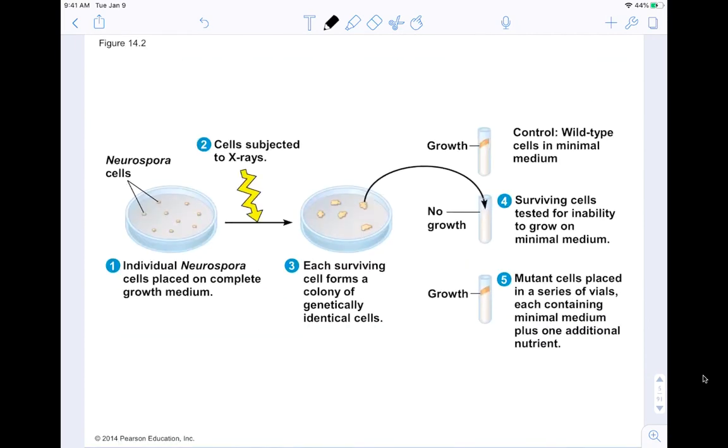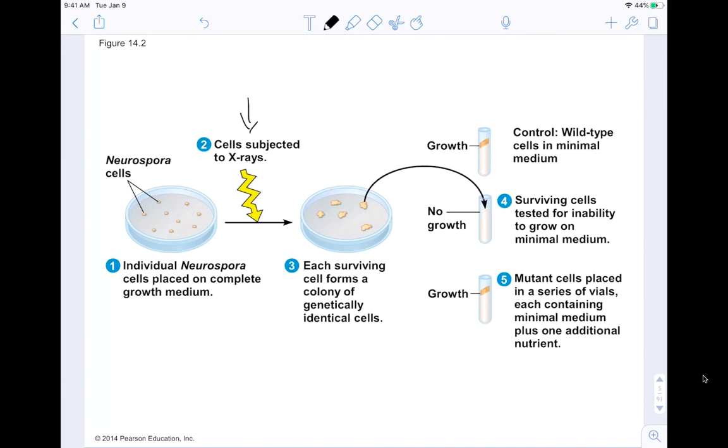So here's their experiment. They were working with Neurospora cells, which are just a type of fungus. The individual Neurospora cells were placed on complete growth medium, and then they were subjected to x-rays. So we know that x-rays cause mutations. Okay, so they were seeing then what happened to these colonies. Each of the surviving cells forms a colony of genetically identical cells, which makes them, again, really nice to study because they are all identical.